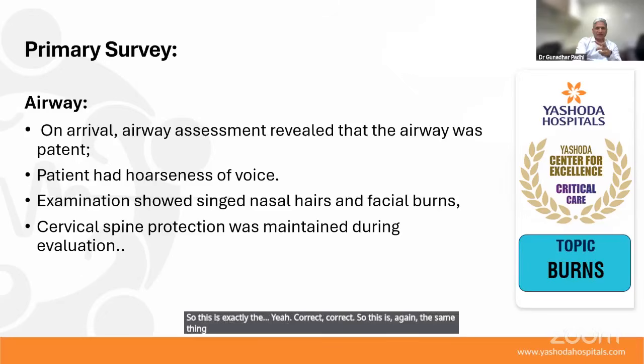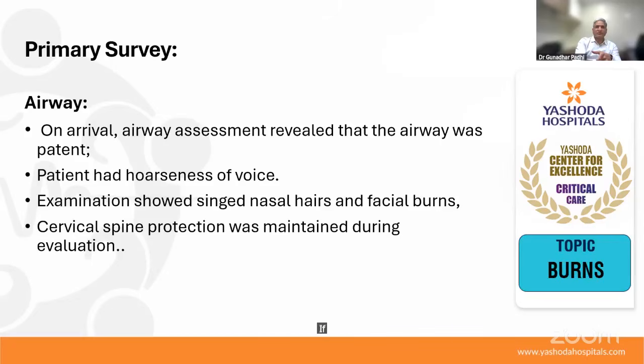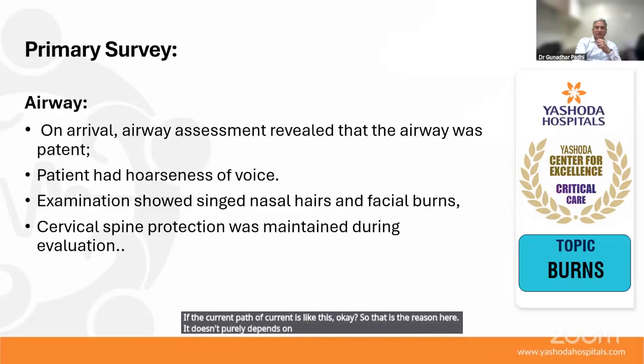Like, voltage is one thing which impacts the nature of the injury, and second is the movement, the pathway of the current. Even with a lesser voltage, the person can have more symptoms and more tissue damage if the path of current is like this. So it doesn't purely depend on the voltage of the current. Both factors are important in electrical injury.